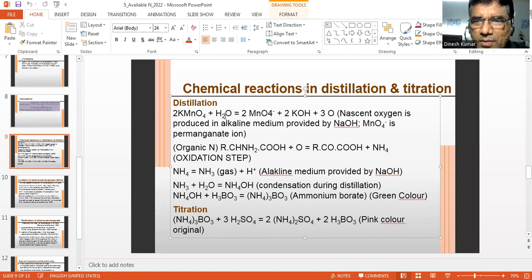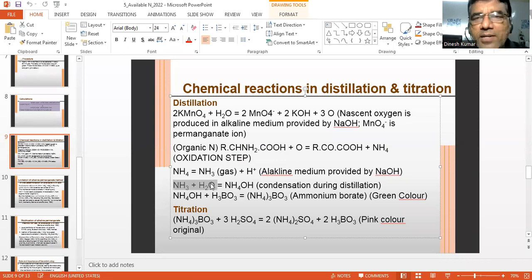and water will be oxidizing this. Sorry, this amino acid or amine is oxidized by nascent oxygen, and this ammoniacal form of nitrogen is produced here. This ammonium can be dissociated to ammonia gas plus hydrogen ion in the alkaline medium provided by NaOH. Because you are adding NaOH and KMnO4 at the same time, this ammonia will be released by the NaOH.